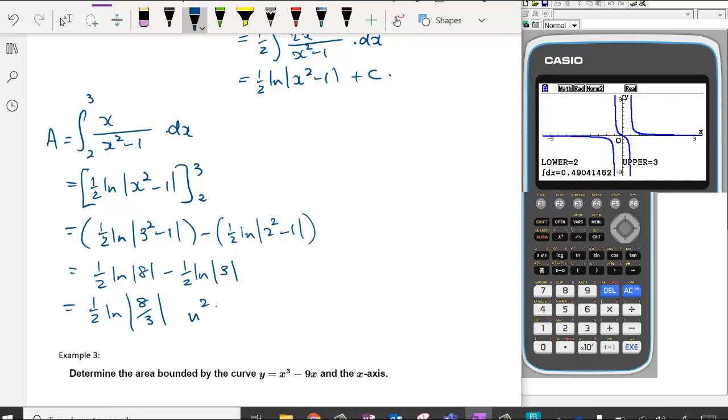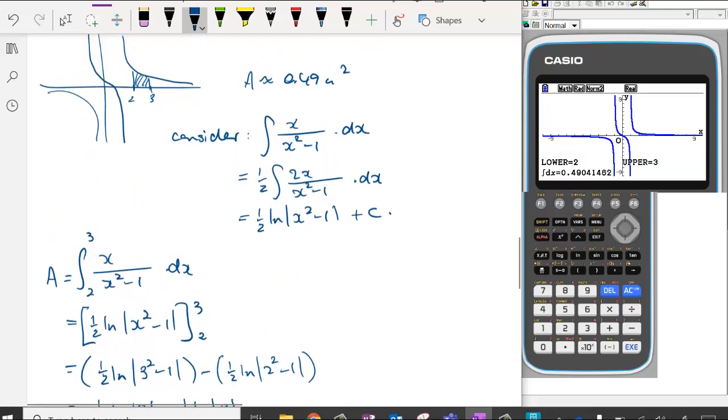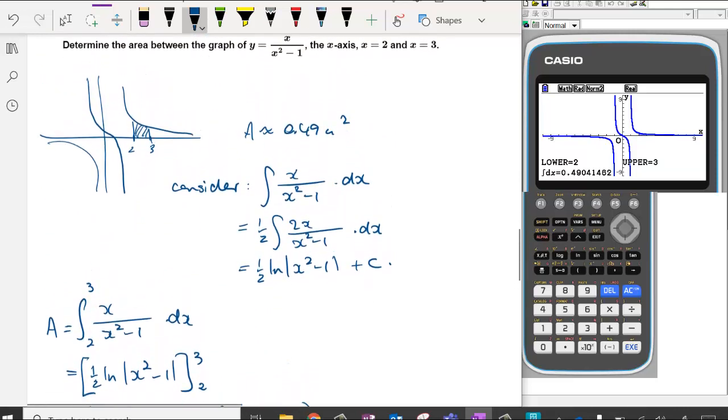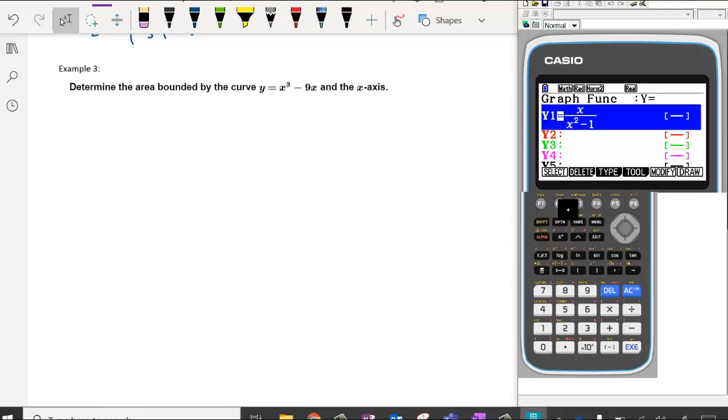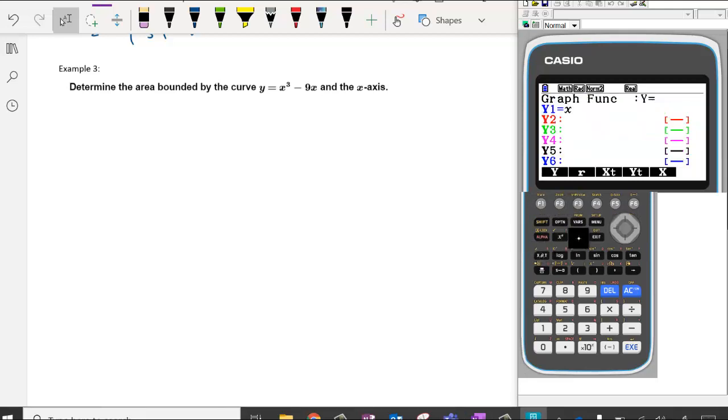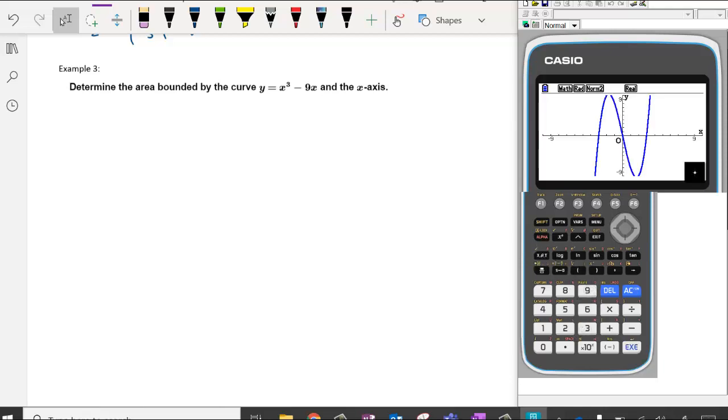Alright, so hopefully that makes sense. We use that logarithm rule to simplify it in the end, but that gives us an indication of our area under the curve between 2 and 3. When we look at the third example, this one's a little bit more complex. So if we go back out and we start by sketching it, we've got x cubed take 9x. We can see that there's an area above and below the axis.